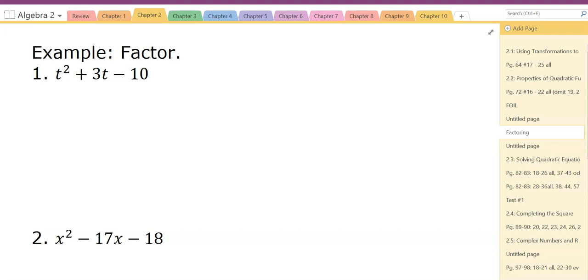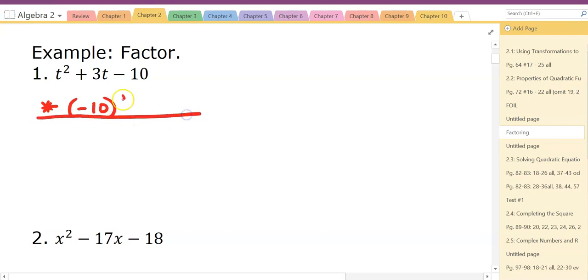And there's two things that you have to think about. I need two numbers that multiply to the last number I see in my equation, which would be negative 10. So I always make myself a little chart. I need two numbers that multiply to a negative 10. And then I need those same two numbers to also add to our middle number, which is a 3. So two numbers to multiply to negative 10, and those same two numbers need to add to 3.